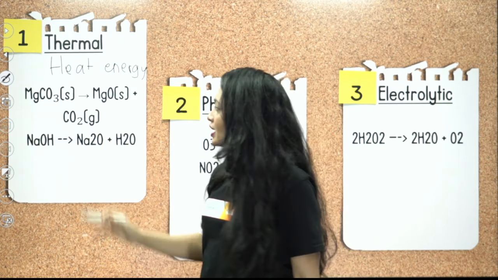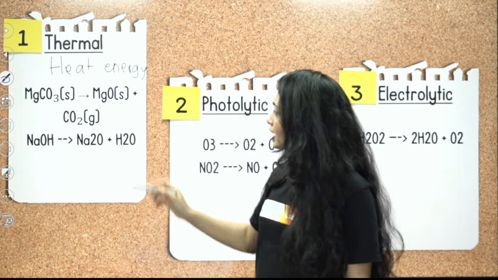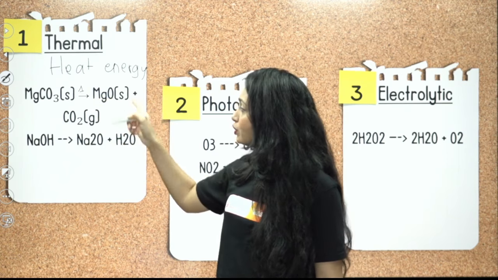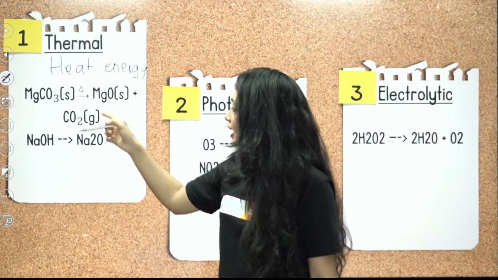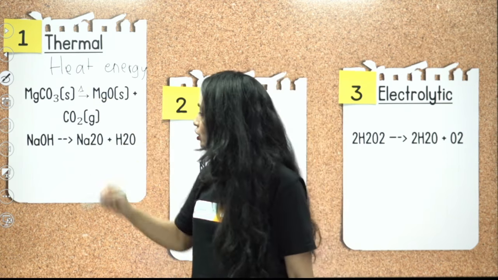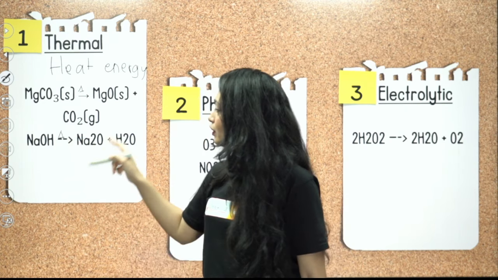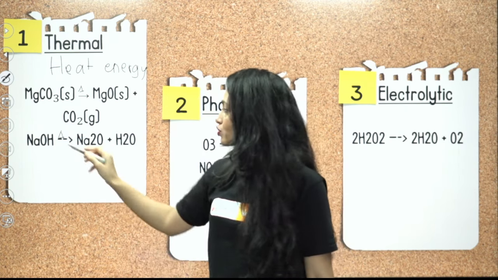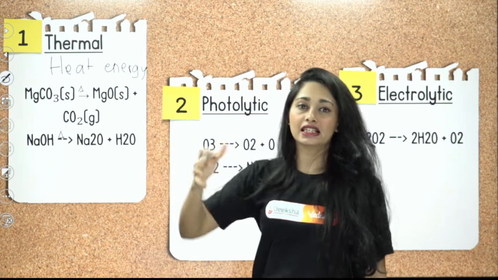Here is an example. Magnesium carbonate upon heating decomposes to give magnesium oxide and carbon dioxide. Sodium hydroxide is going to give sodium oxide and water, when heat is given.